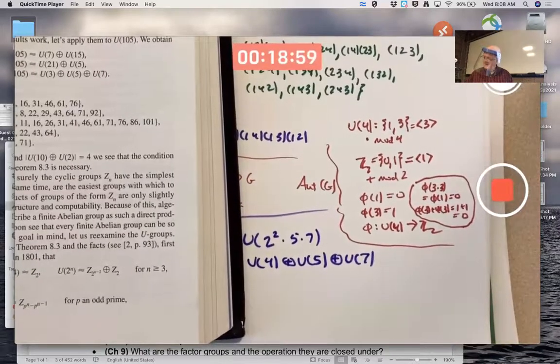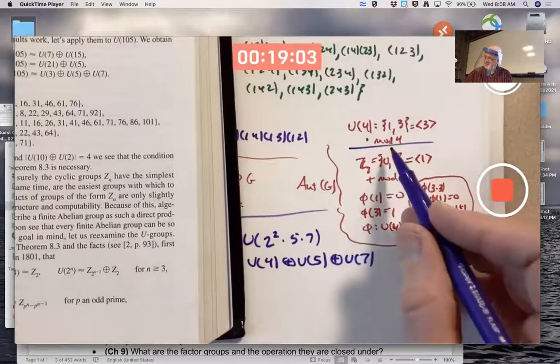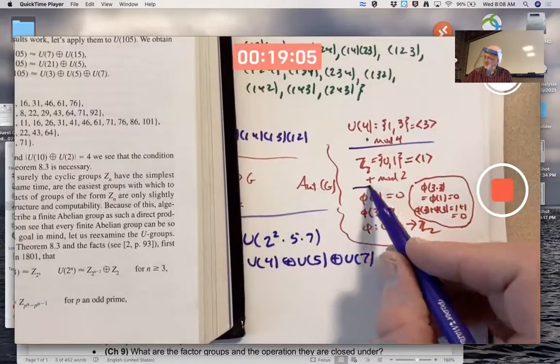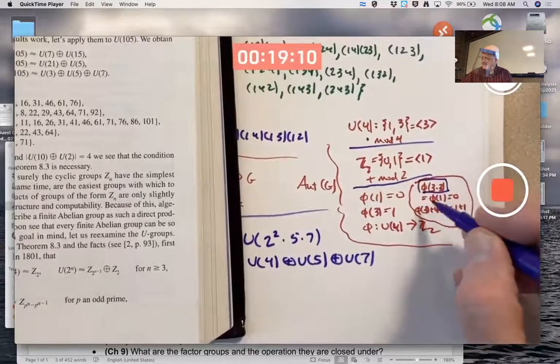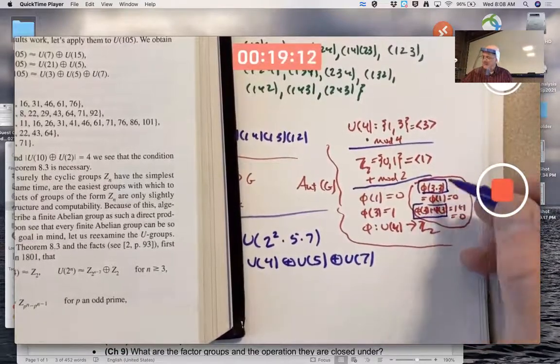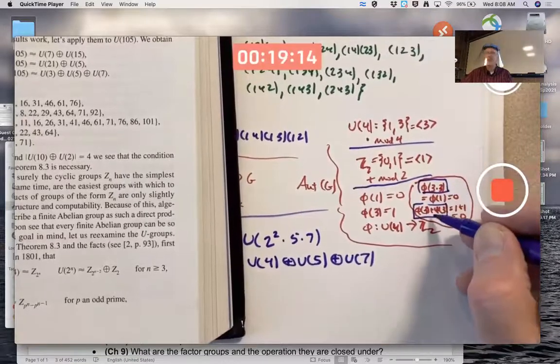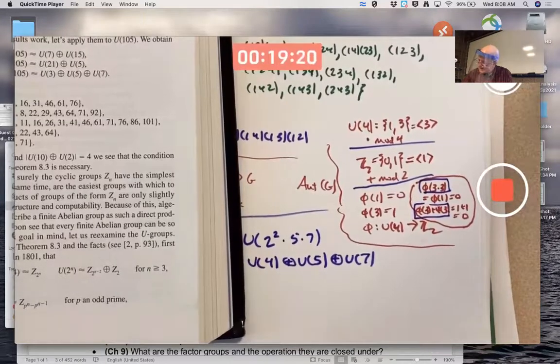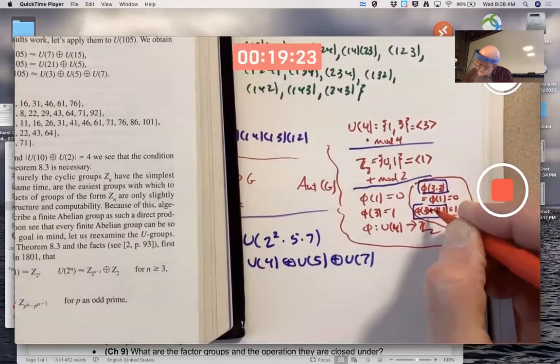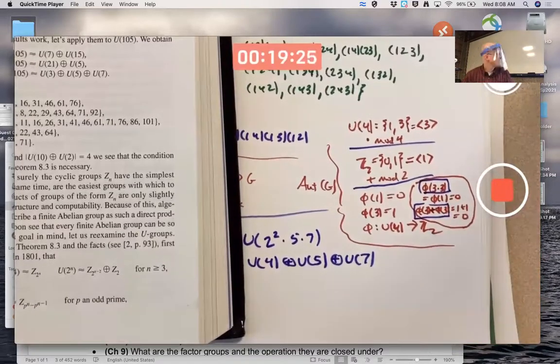The operation in U4 is multiplication mod 4. The operation in Z2 is addition mod 2. So I need to check that that's the same as this, using a multiplication here and an addition there. Can you see that? Is that big enough? Sorry, I'm writing small. There's a plus sign in there. See it okay?